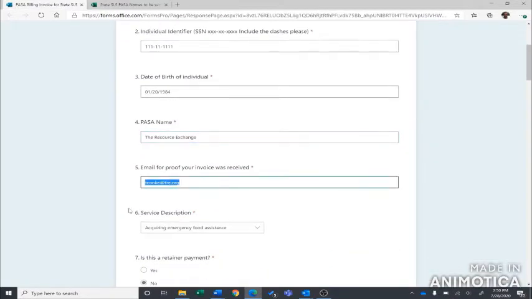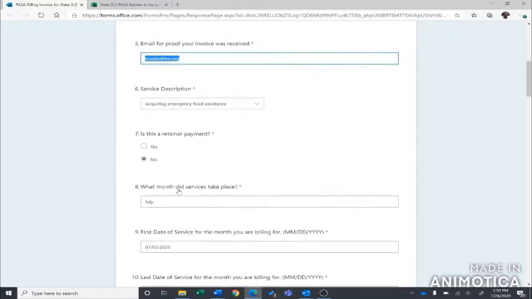Next is the email for proof your invoice was received. This is an email that you'll then be receiving all of the updates from your billing process on. So again, make sure that that is spelled properly as well.